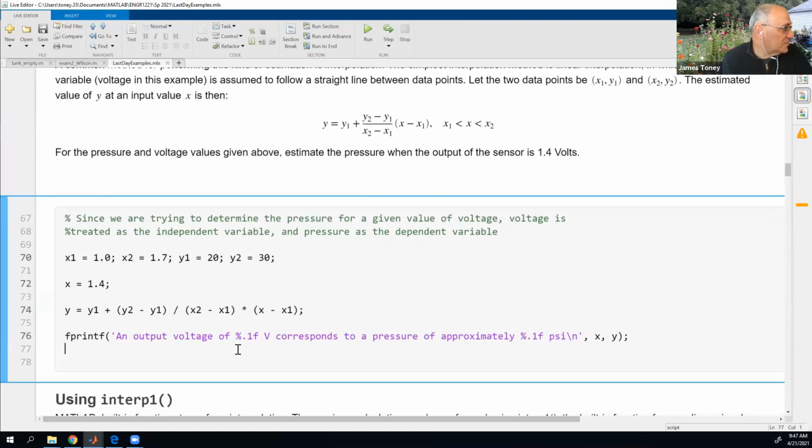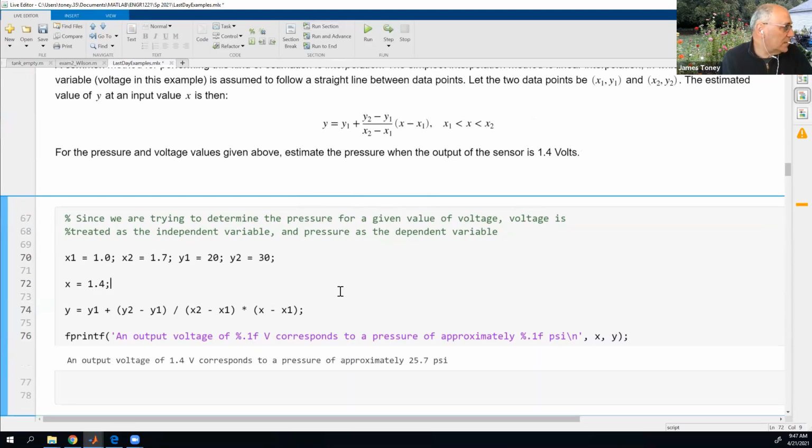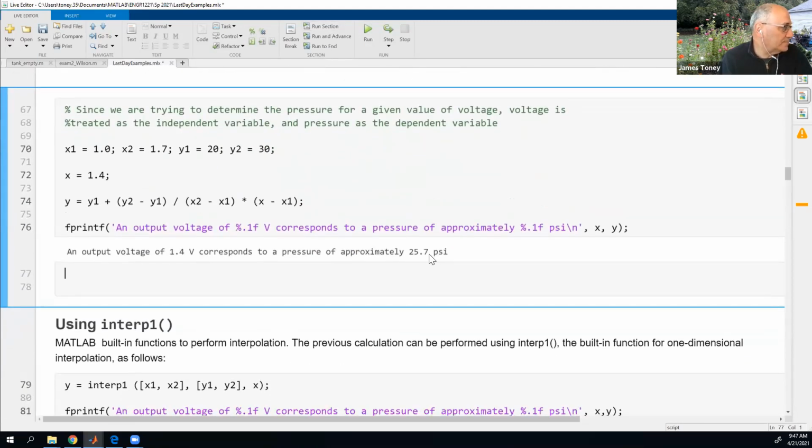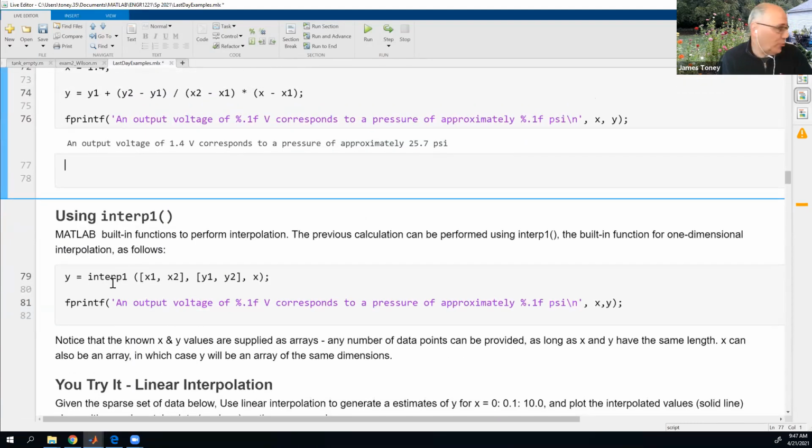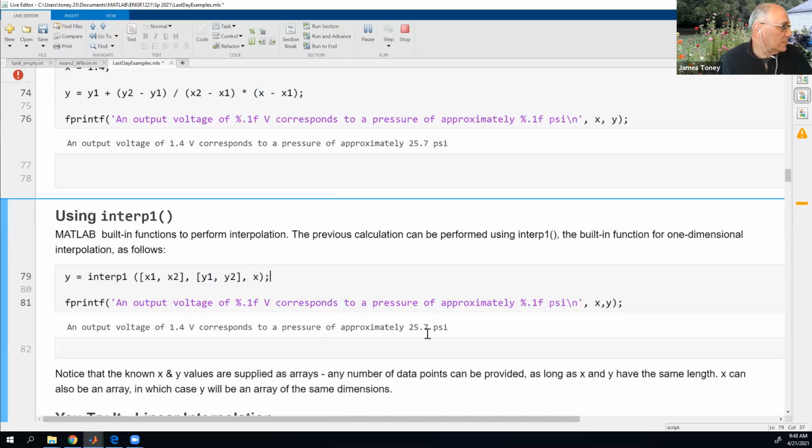Here we're actually just doing it for you explicitly. If you had to write your own interpolation function like we made you do in the exercise, although a fair number of you didn't do it, this is how you would do that. It turns out to come out to 25.7 psi. But you can also use the built-in function interp1 to do it for you, where all you have to give it is the set of x values, the set of y values, and the x value where you're trying to do the estimate, and it will give you that interpolated value.